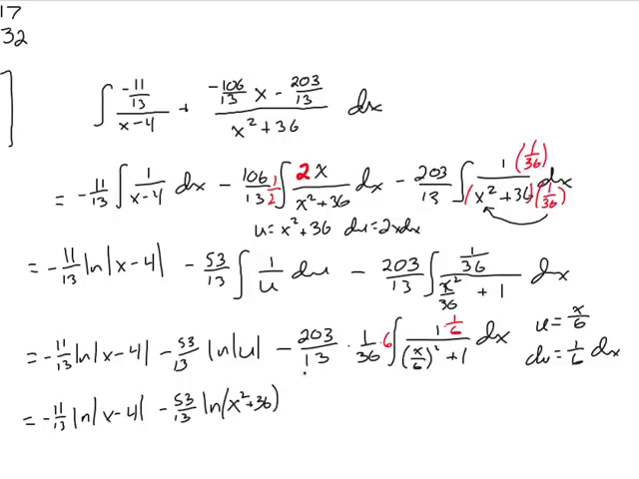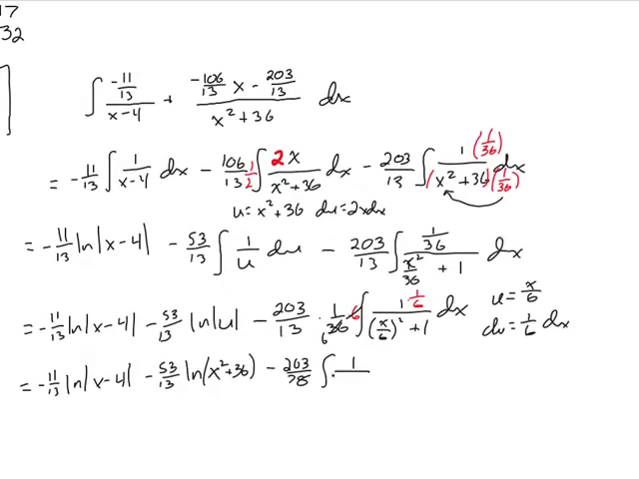Let's clean up this constant out in front of this one. So 6 times 1/36, well, that becomes a 1/6. So now we have minus 203 over 13 times 6. 13 times 6 is 78. So we have minus 203 over 78. So let's put in our u, which will be 1 over u squared plus 1 du. Now we can clearly see the arctan. And now we can finish this guy off.